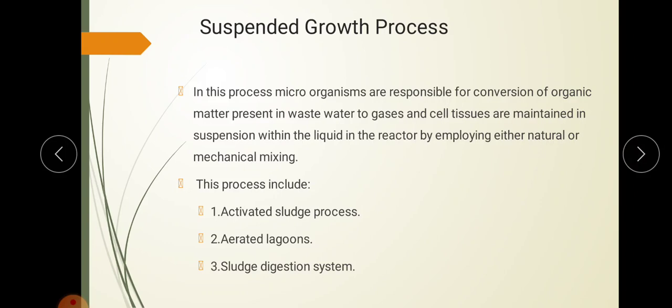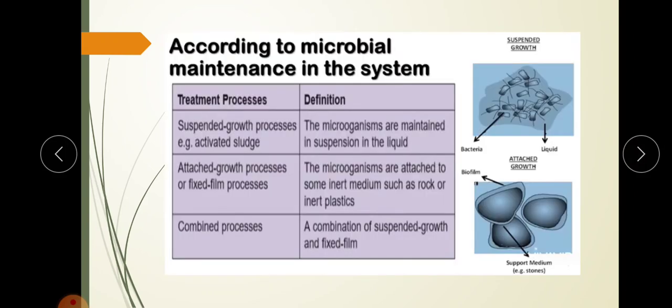And examples: activated sludge process, aerated lagoons and sludge digestion system. Okay, that is, according to microbial maintenance system, this biological process we have studied as suspended growth process, attached growth process, and there is a third type, that is combined process. That is a combination of both suspended growth and attached growth.